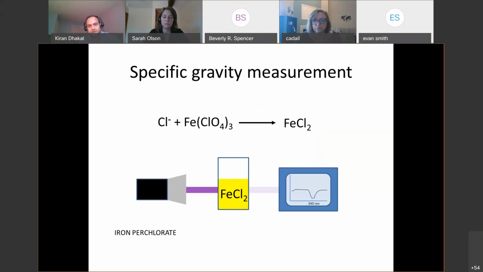How do we test specific gravity? We use a reagent called iron perchlorate. We add this reagent to the urine specimen, and then it forms a chemical complex called ferric chloride. And when we pass a purple light through it, it absorbs that light at wavelength 340 nanometer. And we get a nice absorption spectrum. Based on that, we determine the concentration of chloride present in the urine specimen, and that tells us the specific gravity of the sample.